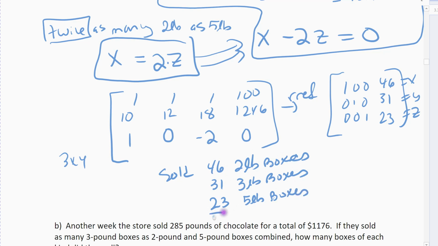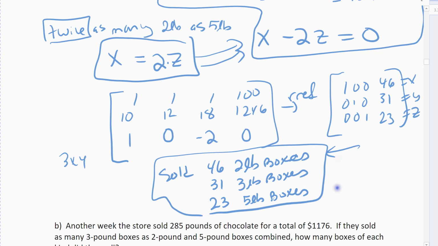And this is also a place where you can check that you've done it right. They should have sold twice as many 2-pound as 5-pound, right? I had 23 5-pounds. Twice as many would be 46, and so that does check that. So you can also check your final answer to make sure you set up that equation right. If you'd set it up wrong, then it would be the flip of that. All right, so again, make sure your answer is reasonable, and check your answer.